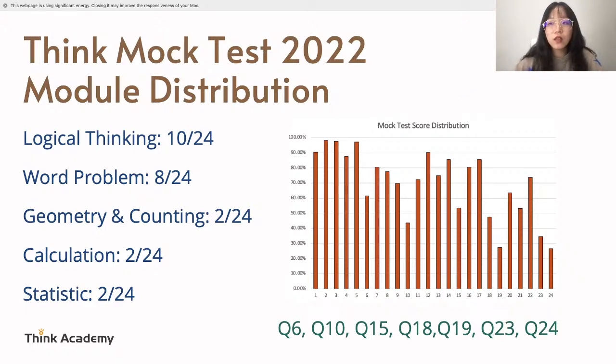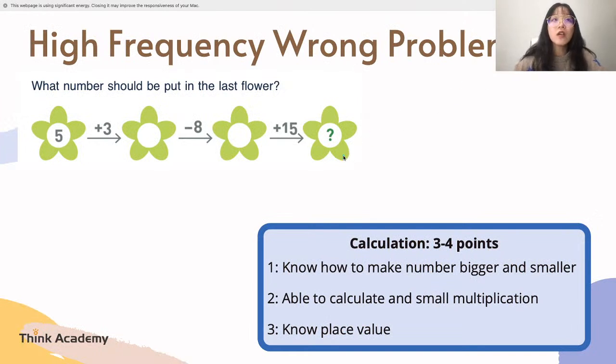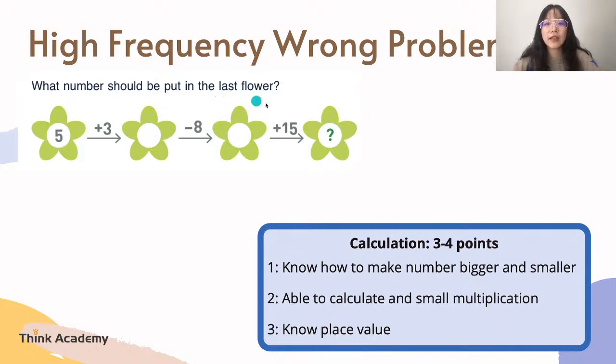Let's look in more detail at some questions. First of all, there are some high-frequency wrong problems within this calculation module. This kind of calculation question often appears in point 3 and point 4 with number and operation. Here is a very cool numbers flower that students should be able to calculate. It's not hard to calculate, however students get a little confused and have trouble following, and they don't really know what's going on. We also have to read the question clearly, as it's asking for the last flowers.